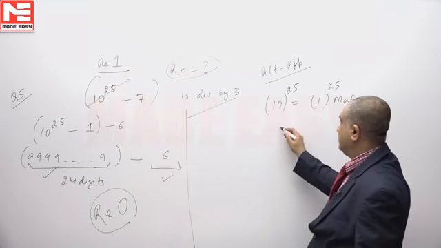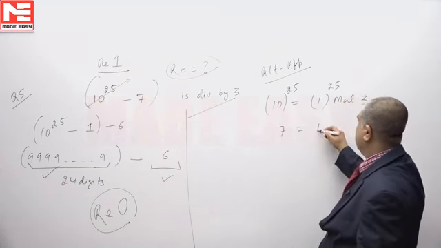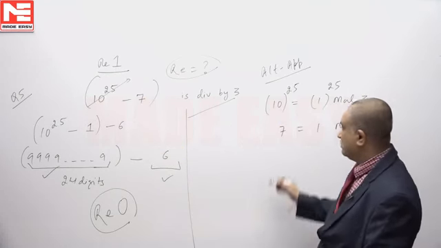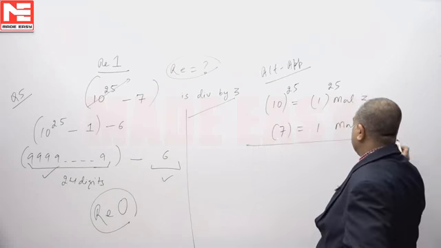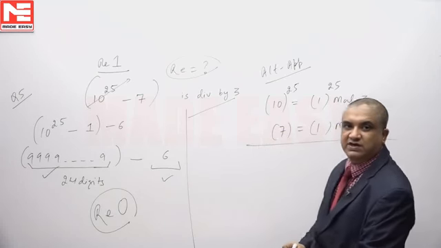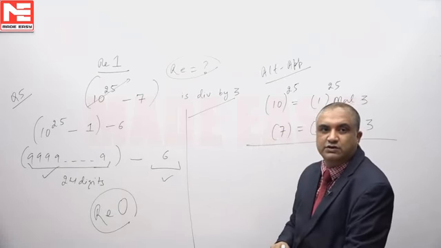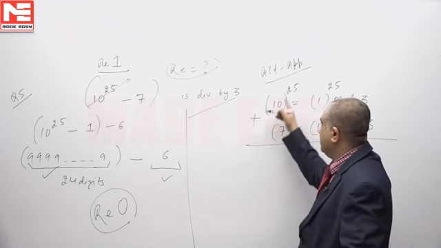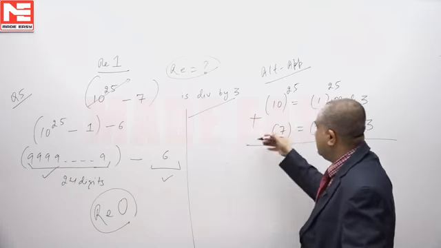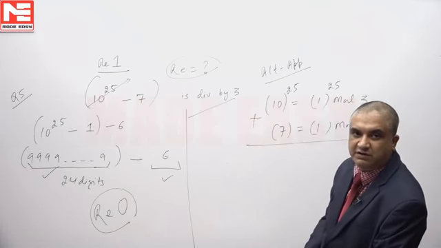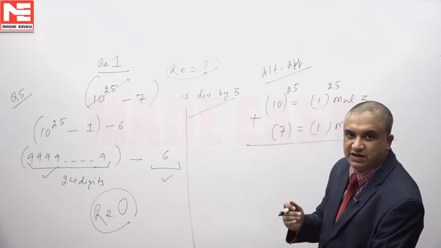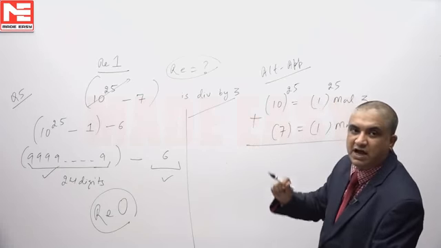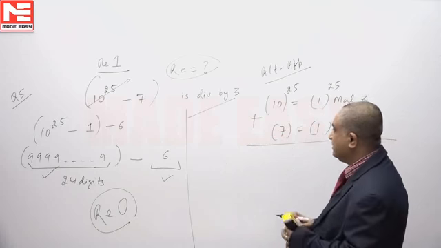And 7 can also be written as 1 mod 3. Now the rule simply says, if we can add the numbers, we can add their corresponding remainders. If we subtract them, we can subtract the corresponding remainders. If we add, subtract or multiply the numbers, we can add, subtract or multiply the corresponding remainders.